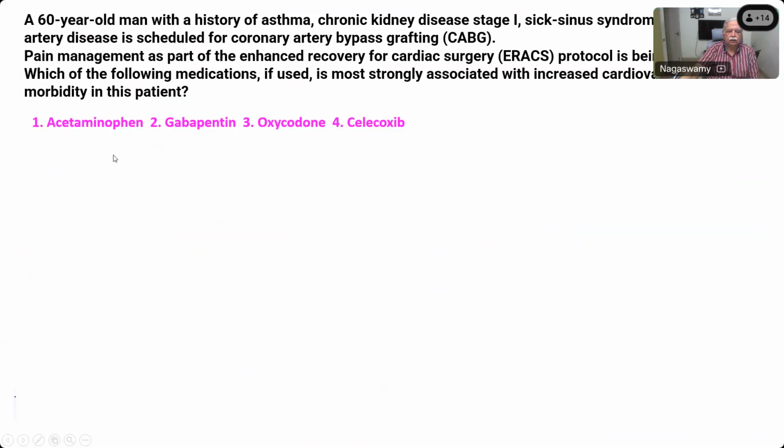These 4 drugs, among these 4, which is the drug which can affect the progress badly? Celecoxib, sir. Excellent, very good. It is number 4, celecoxib. What is celecoxib? NSAID. COX-2 inhibitor, specific inhibitors. What is the problem with this? Why is it not recommended for ERAS?